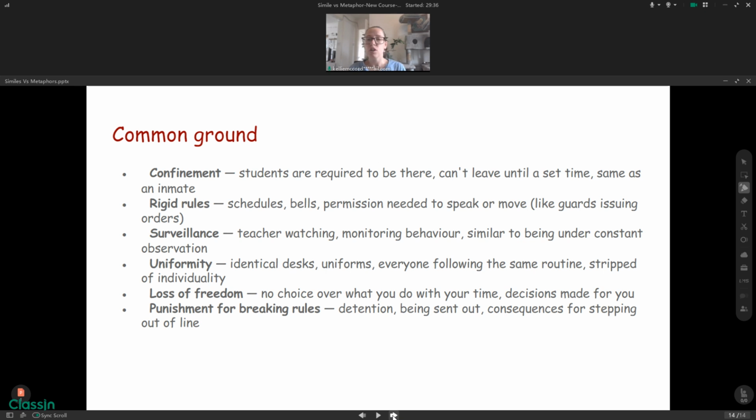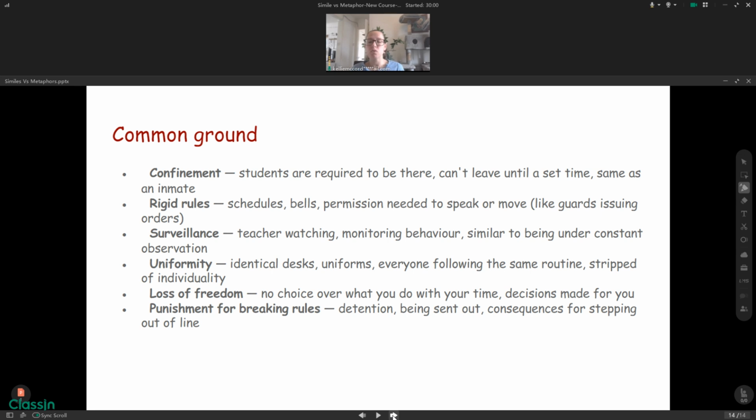We've got confinement, so students are required to be there. They can't leave until there's a set time. Just same as an inmate has to be there in prison all the time. There are rigid rules, so there are schedules, there's bells, permission is needed. The same, have guards in prisons, surveillance, teachers are watching students. You have monitoring of behavior, and in prisons, prisoners are constantly being observed and watched.